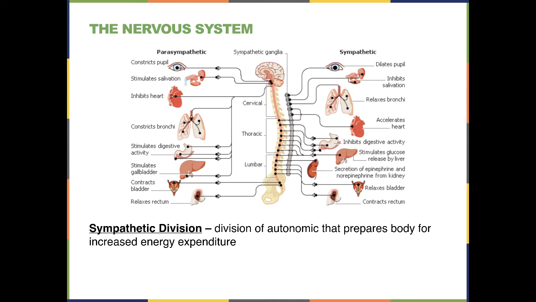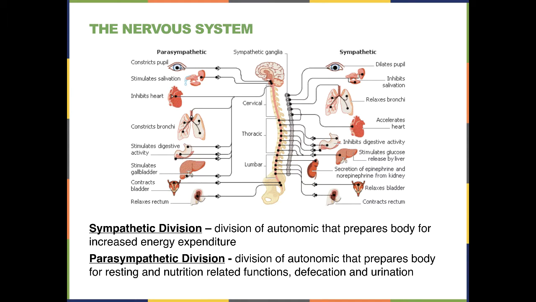The other side is known as the parasympathetic system, and this is a division that prepares the body for resting and for intake and nutrition. And the pupils constrict. There's a stimulation of salivation, which clearly is necessary for eating. The heart slows down because you really don't need as much heart activity.